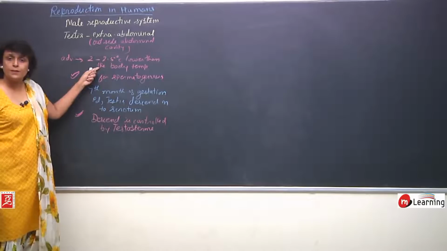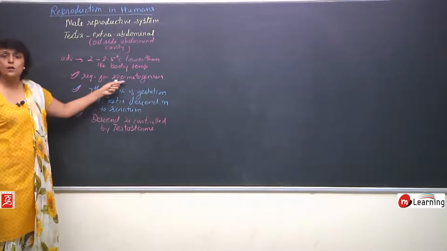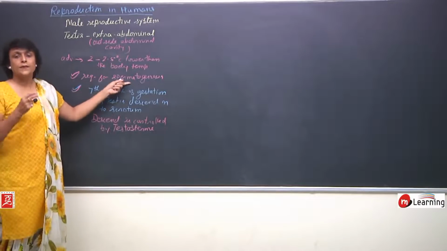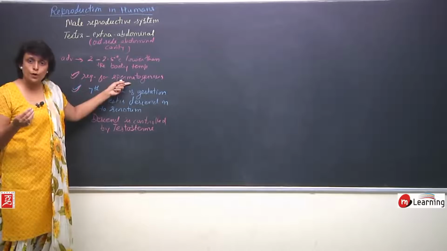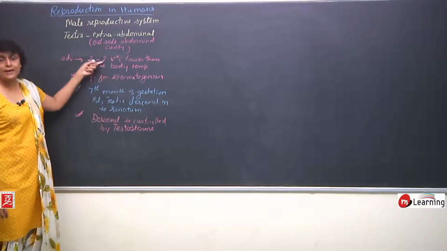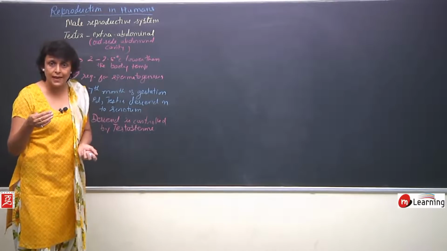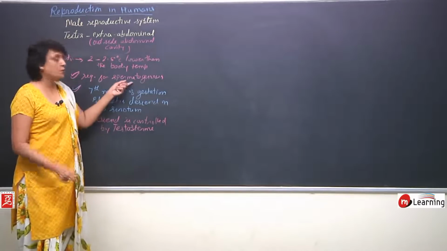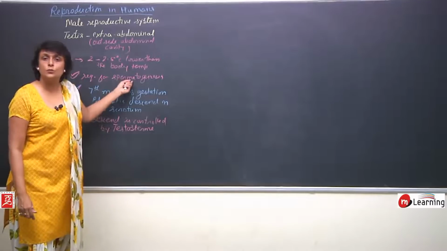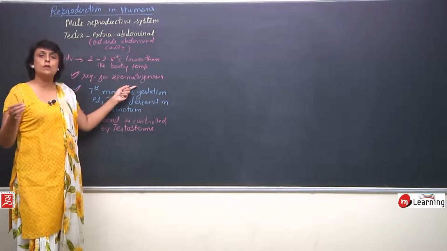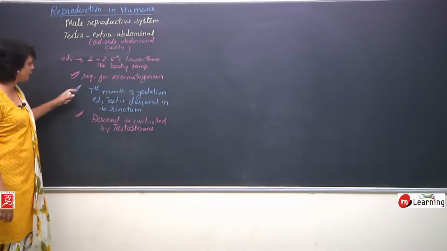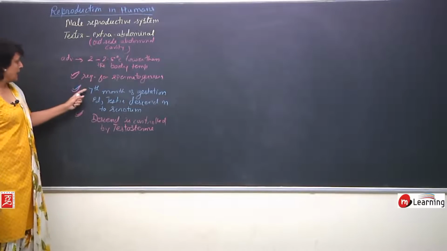Why is this lower temperature required? It is required for spermatogenesis. The cells which give rise to sperms get damaged at a higher temperature. So, if testes remain inside the abdominal cavity, then spermatogenesis or sperm production will not take place. We will talk about those abnormalities and what those conditions are called later on.